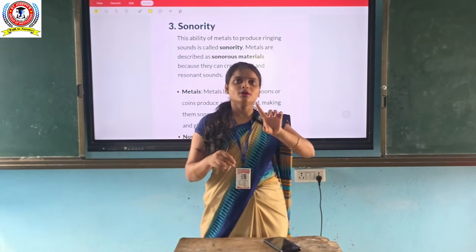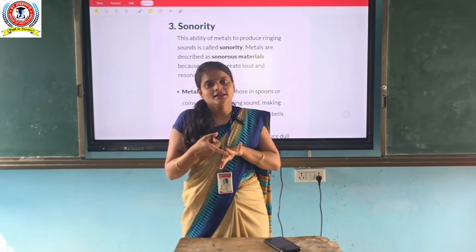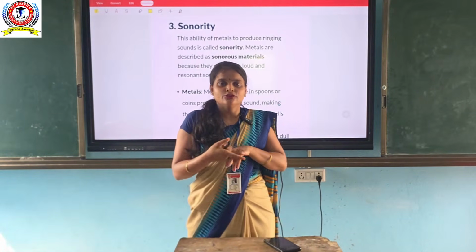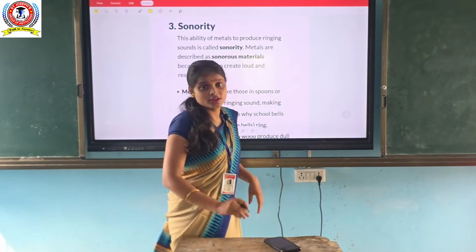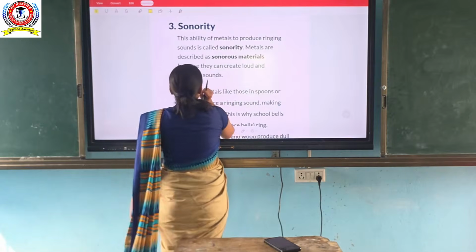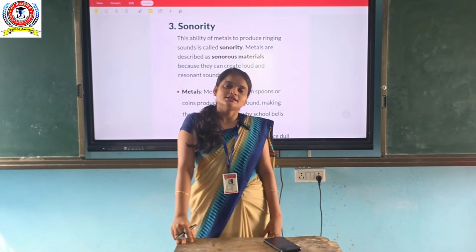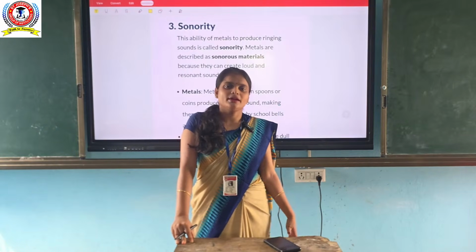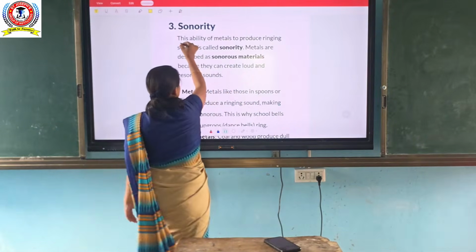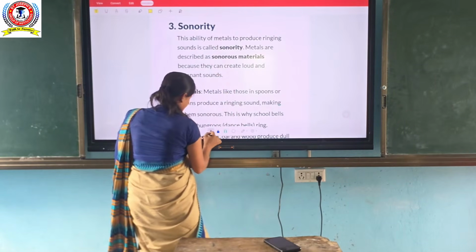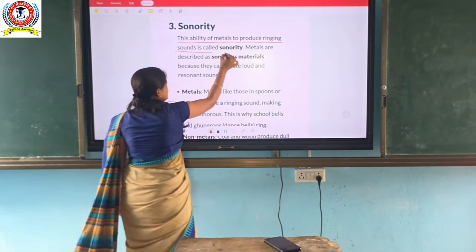First, we know about the appearance of metal. Second is hardness. Third is malleability. Fourth is ductility. And I come to sonority. So what do we mean by sonority? Sonority is another property of a metal that creates a sound. It is the ability of a metal to produce a ringing sound.